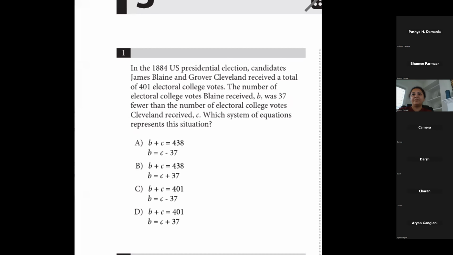Style of questions and everything. So I'm going to give you all about a minute to try to solve this, and then I'll show you how to solve it.